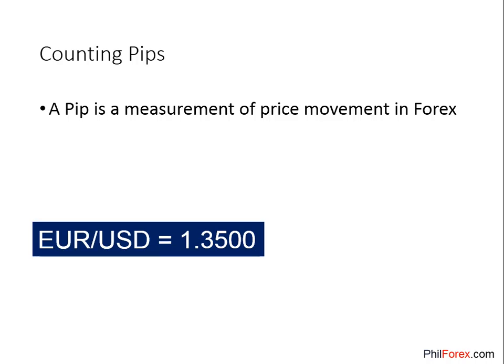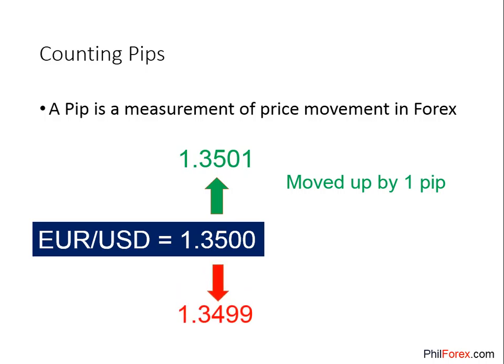Let's say we have the euro dollar at 1.3500, and the price goes up to 1.3501. What happened there is that it moved up by 1 pip. So that's a pip. It's the measurement of price movement in Forex. If it goes up in the fourth decimal, that's already 1 pip. Let's say it goes down to 1.3499. Same thing, it moved down by 1 pip. So up or down, what we're measuring is the difference in prices.